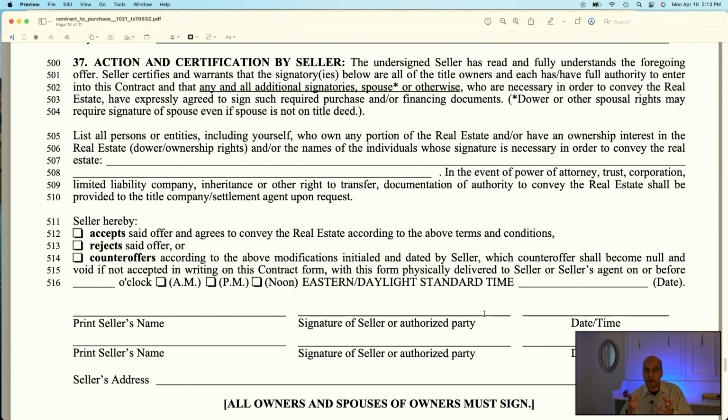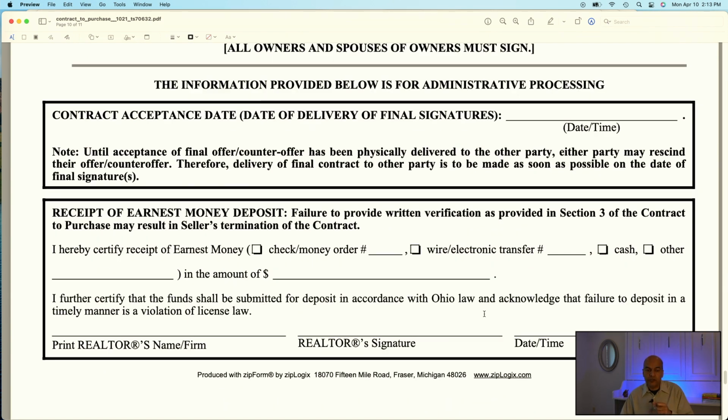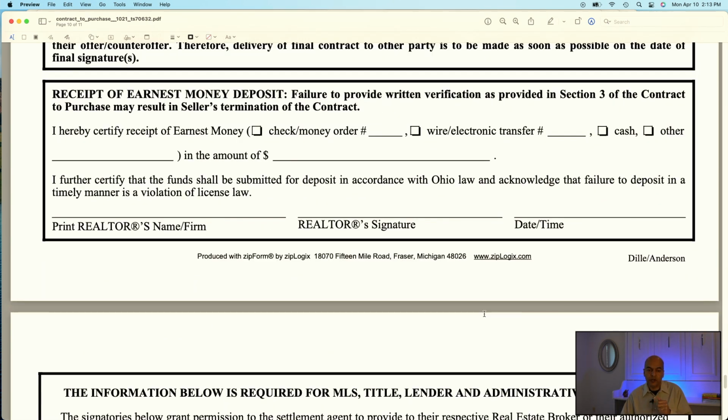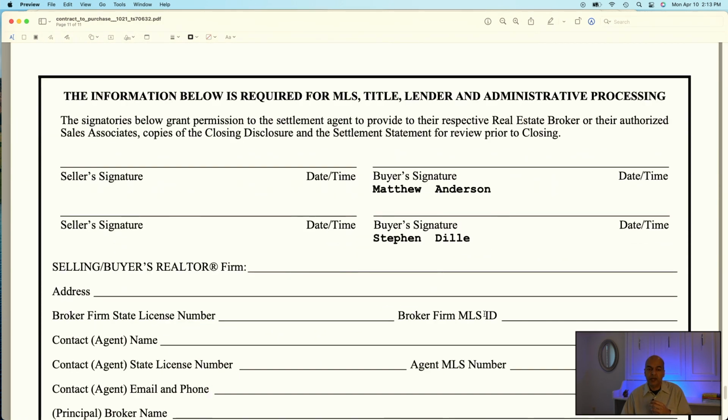So in terms of counteroffering, as I mentioned before, a counteroffer is treating the old offer as void, invalid. So it's basically a new offer from the seller to the buyer. The rest of the section down here below, this relates more to the earnest money, the realtors, the real estate agents confirming they received the earnest money, and this other is fill-in for the title company.